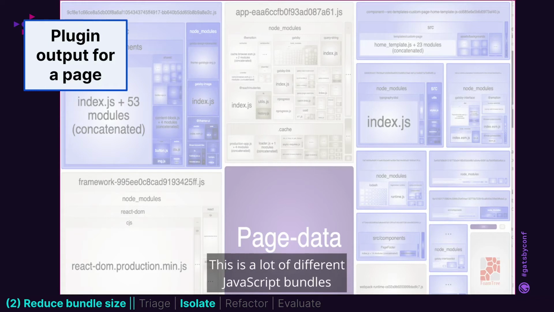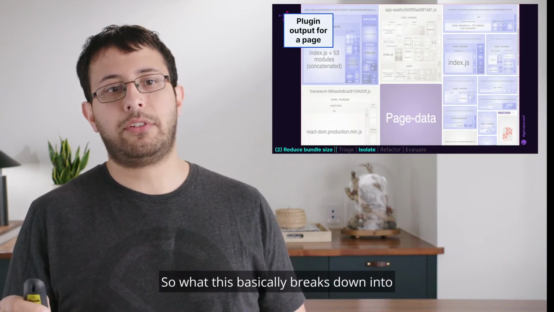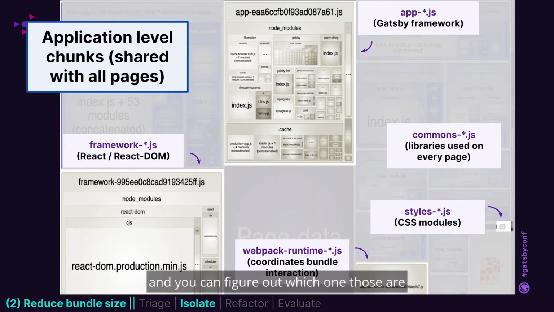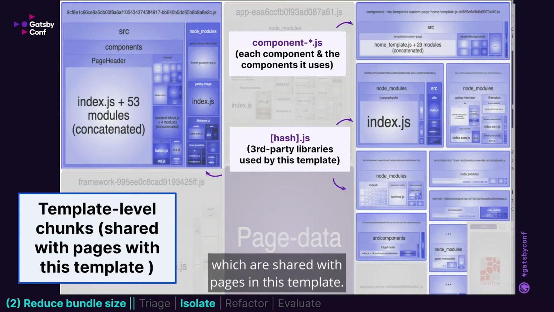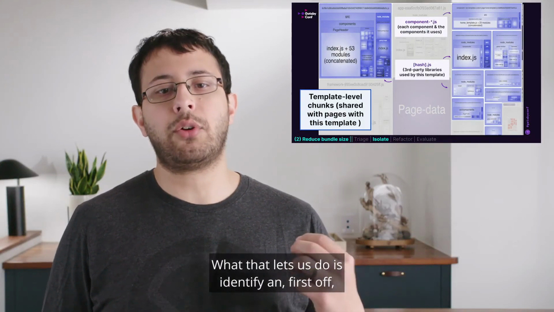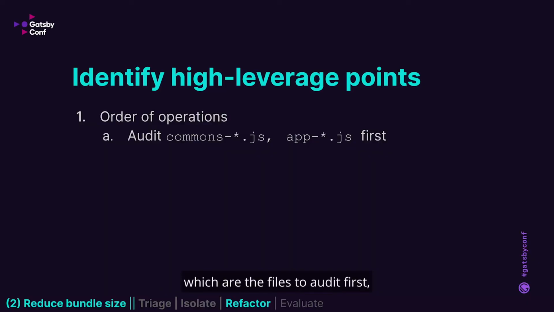This is a lot of different JavaScript bundles compiled together, but we'll talk about how you figure out what this means. What this basically breaks down into are application level JavaScript chunks, which are shared with all pages, and you can figure out which ones those are by looking at the naming patterns. And then there are template level chunks, which are shared with pages in this template. What that lets us do is identify an order of operations, which are the chunks to audit first, because they're getting pulled in on every page of your site.